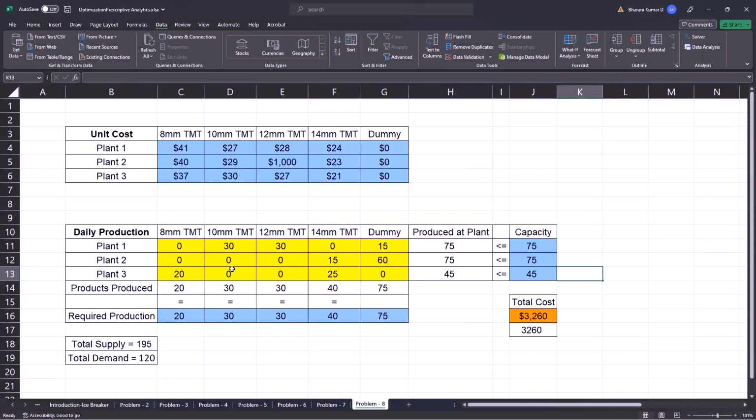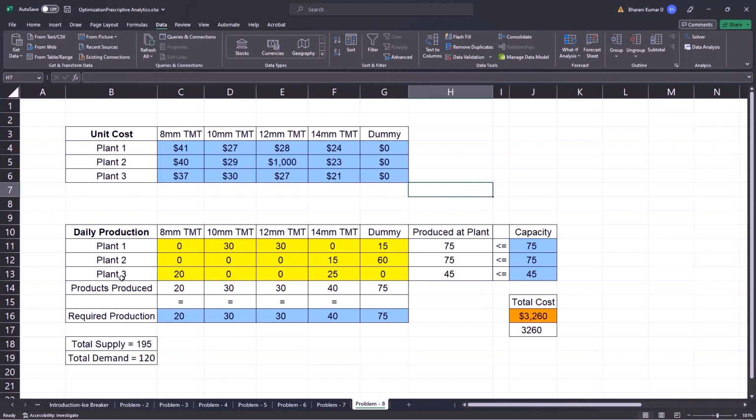Now, when you solve it, you get to see that you need to produce 30 units of 10 mm from plant 1 and 30 units of 12 mm from plant 1. So split is allowed. 15 are dummy. The dummy, yeah, you need not even bother about that. The reason why I'm saying don't even bother about dummy is because, let me show you what happens. Look at what is here, 15, 60, and 0, right? Just bear those in mind.